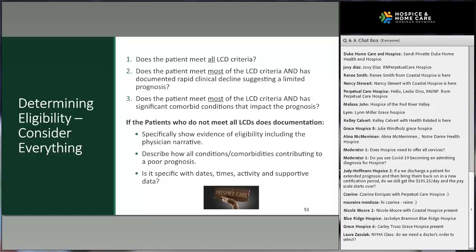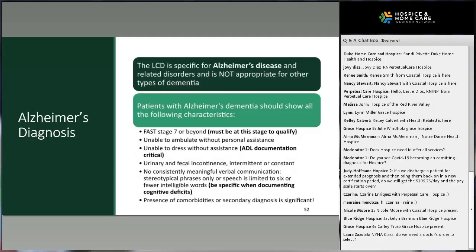But if you're not working off of LCDs, then you specifically show evidence of eligibility, including the physician narrative. You want to describe how all conditions, comorbidities contribute to that poor prognosis. And again, dates, times, activity, and supportive data. Very, very important. But if you can work off of LCDs, again, it's very important.